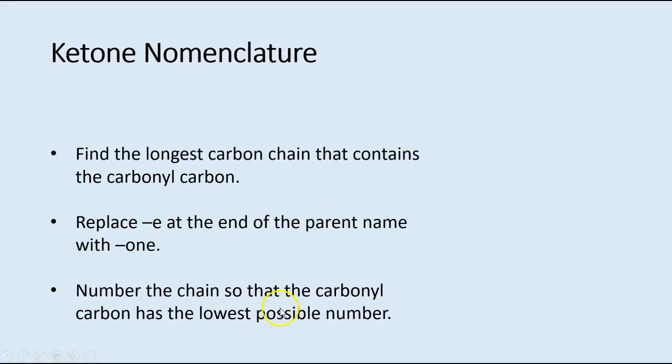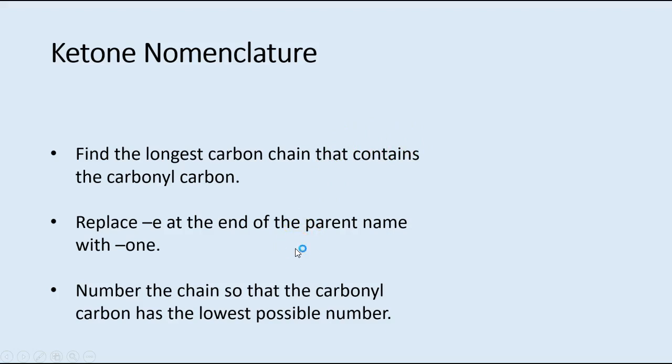Now, naming ketones is similar but a little bit different. Again, you're looking to find the longest carbon chain that contains the ketone carbonyl carbon. You're going to replace the E at the end of the parent name with -one. So if it was 4 carbons, it would go from being butane to being butanone.